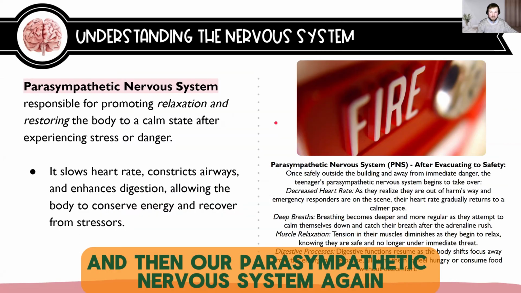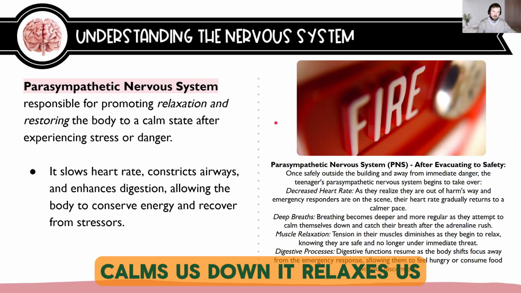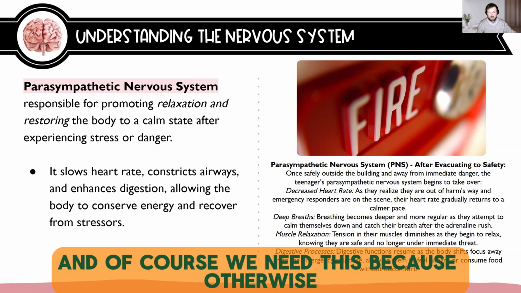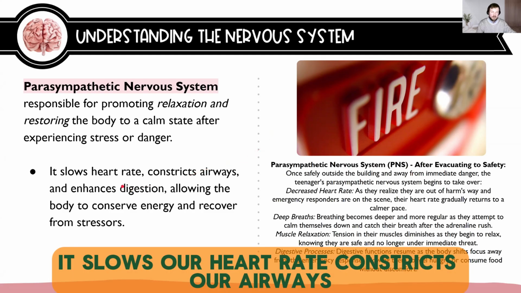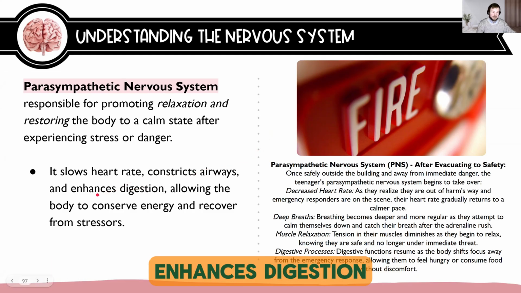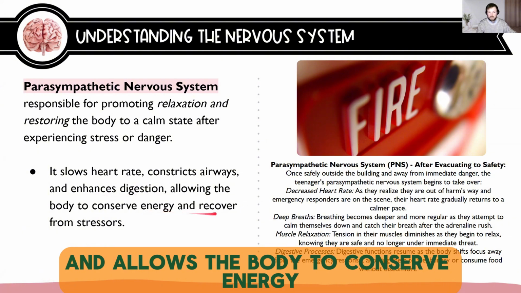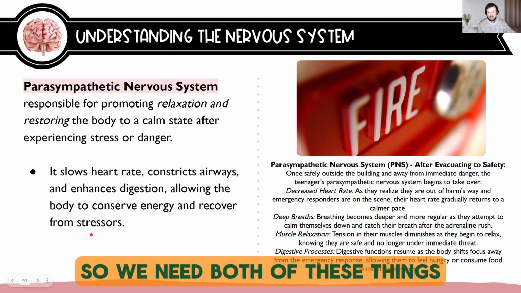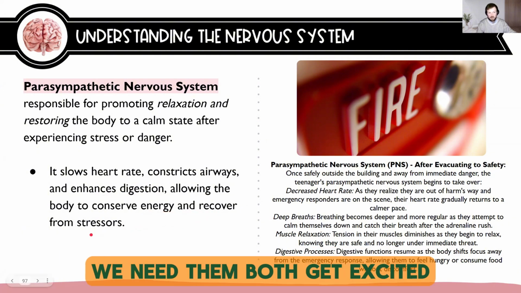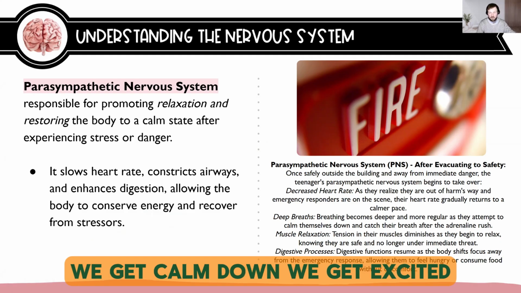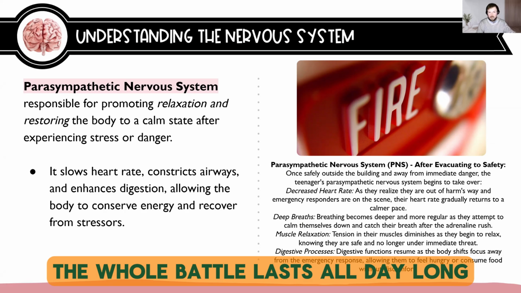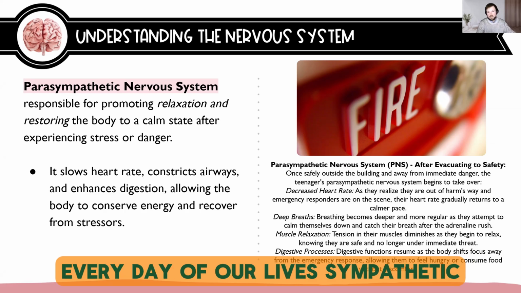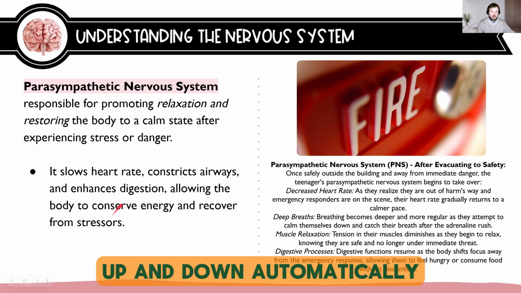All right. And then our parasympathetic nervous system, again, calms us down. It relaxes us. And of course, we need this because otherwise we'd never be able to sleep or relax. It slows our heart rate, constricts our airways, enhances digestion, and allows the body to conserve energy and recover from stressors. So we need both of these things. We need them both. Okay? We get excited, we get calmed down, we get excited, we get calmed down. It's just homeostasis again and again. The whole battle lasts all day long, every day of our lives. Sympathetic, parasympathetic, back and forth, up and down, automatically.